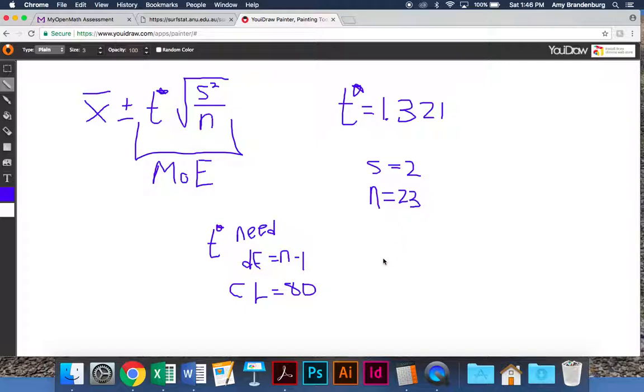So we're going to have 1.321 times the square root of 2 squared, which is going to give us 4, divided by 23. Make sure that you're doing things in the correct order: squaring your s first, then dividing by n, then taking the square root, and then multiplying by this.